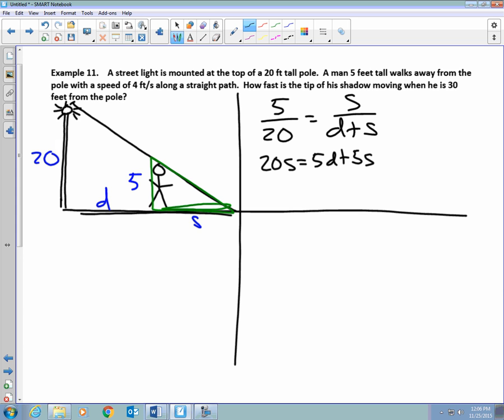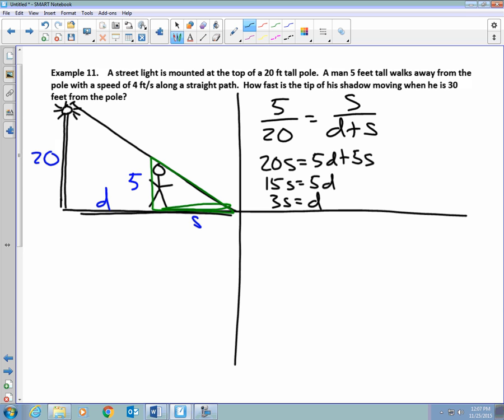Subtract the 5S, I get 15S is equal to 5D. Right now I'm just coming up with an equation. I'm going to divide both sides by 5, so I get 3S is equal to D. All right, so that looks like a formula. It relates S and D together.